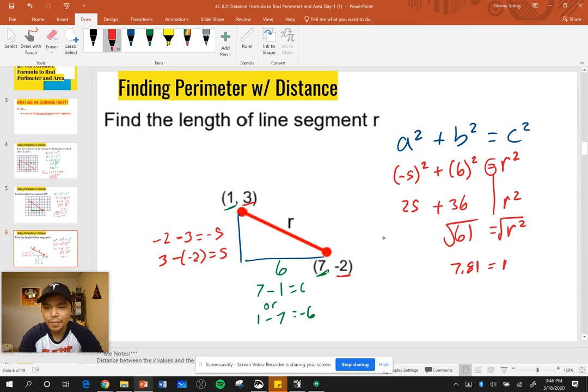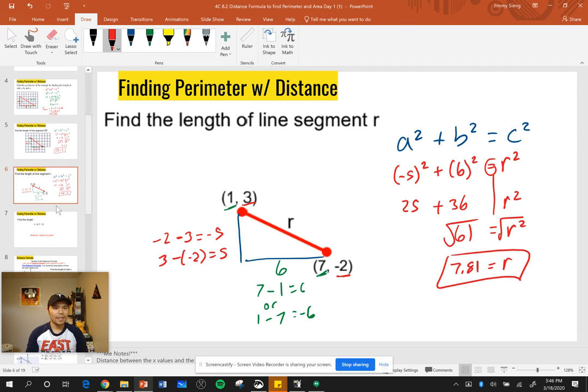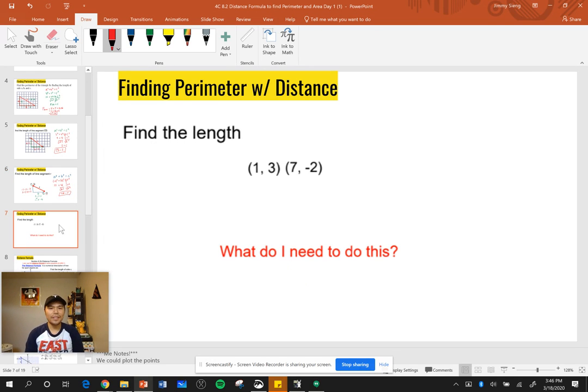7.81 is equal to R. That's my answer. Feeling lucky? Okay, what if I make this harder now? So I just give you 2 points. Okay, we've got to think about this.